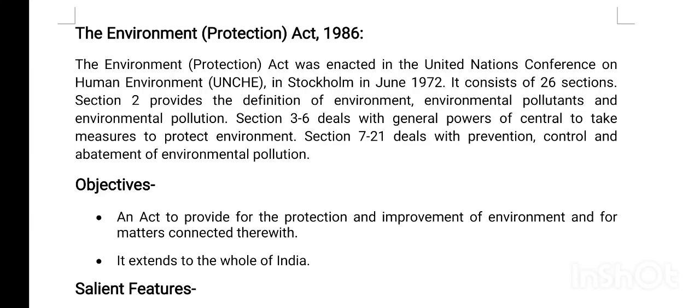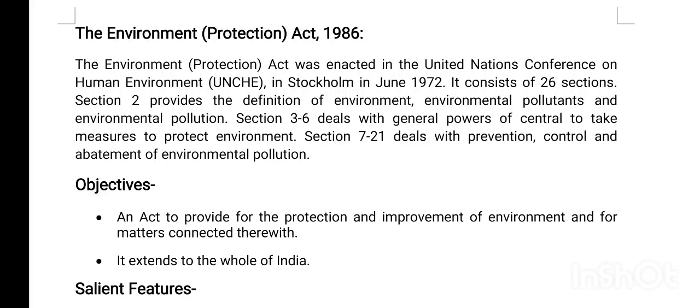It consists of 26 sections. Section 2 provides the definitions, like the definition of the environment, the pollutant, the environmental pollutants, hazardous substance, etc. And sections 3 to 6 deal with the general powers of the central government to take measures to protect the environment, how the central government can enact rules and regulations and many other measures as it may think fit for protecting and improving the quality of the environment.